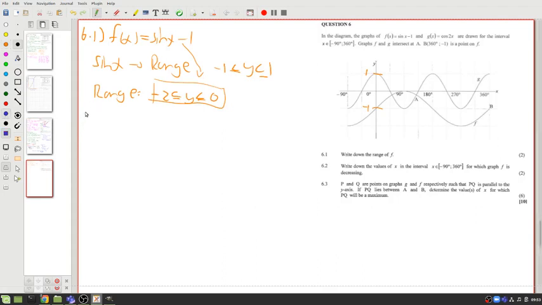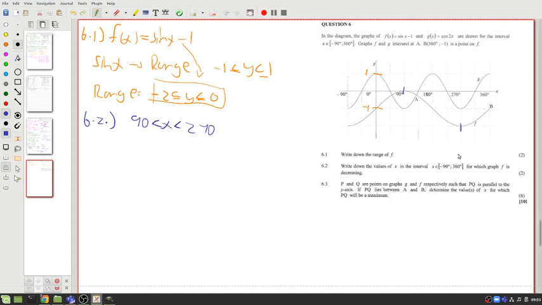Question 6.2. Write down the values of x in the interval between negative 90 and 360, so this whole graph, for which f is decreasing. That we can just look at on the graph. We can see where f is decreasing, so it's from there all the way to there, right? There it's decreasing. Here it's increasing, here it's increasing. So it's decreasing from 90 to 270.